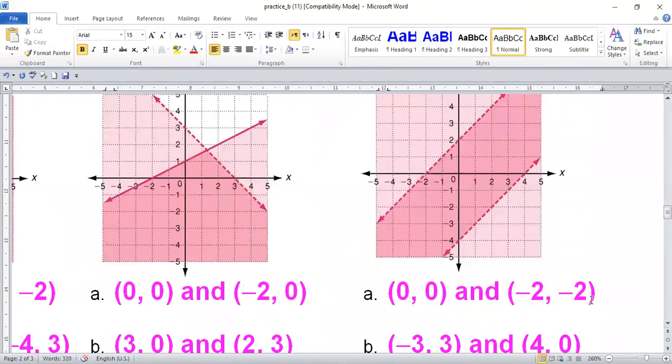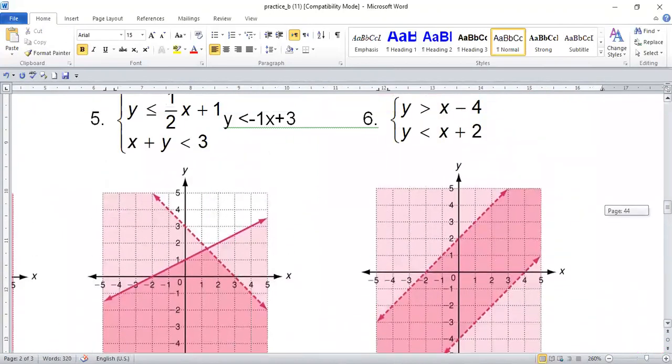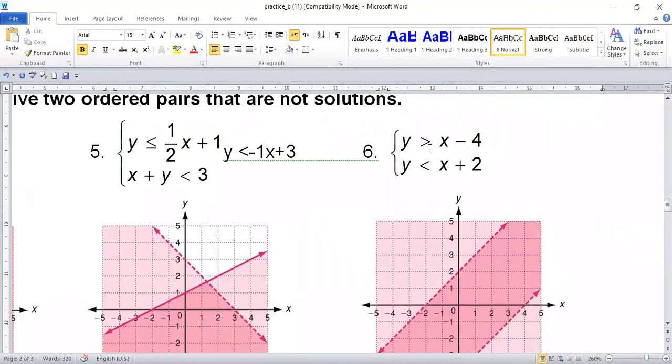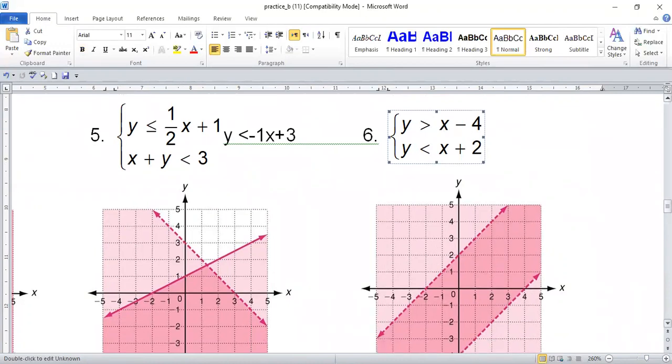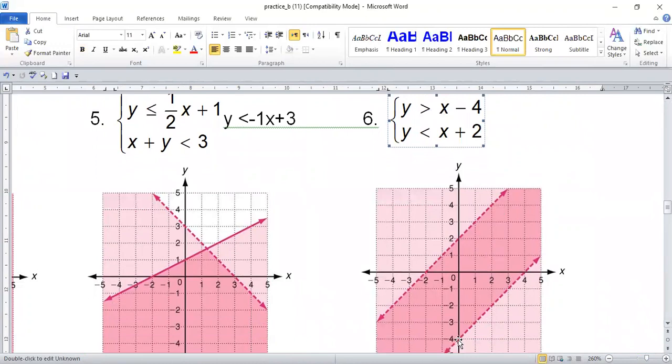Okay, moving to question number 6. So here again, the intercept is going to be -4, slope is going to be 1/1. Here also slope is going to be 1/1. Intercept is going to be 2. Both are going to be dotted lines because they don't have the equal sign. So let's first graph this. Y is greater than x minus 4. So the intercept is -4. We start from here.